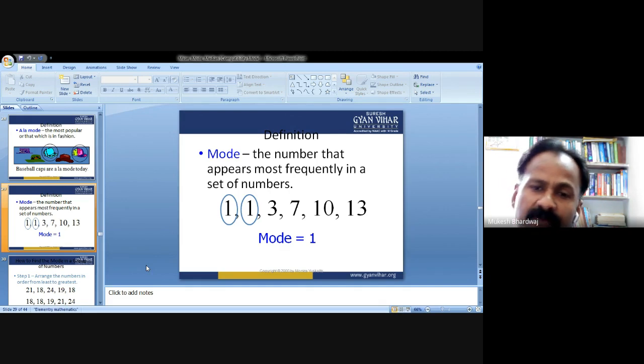The mode comes out to be 1 because 1 is repeating more than once. एक नंबर जो है एक से ज्यादा बार रिपीट हुआ है, तो जो ज्यादा बार रिपीट होगा, हम उसके लिए कहेंगे कि वो उसका मोड है. क्लियर है? Do you get the concept or not, all of you? Do you get the concept? Yes, sir. Okay. Yes, sir.